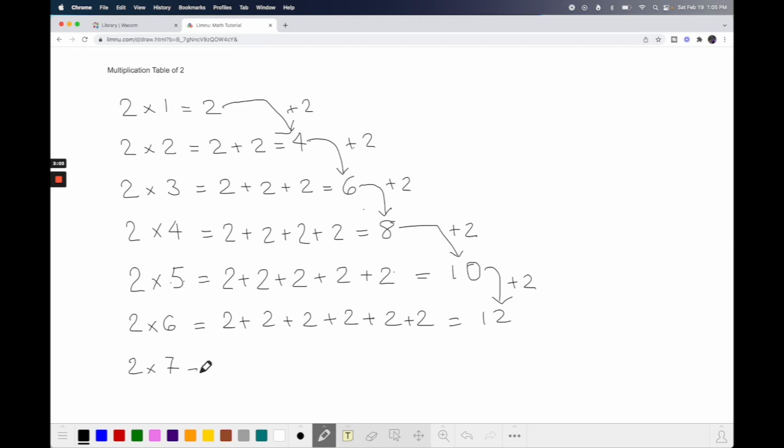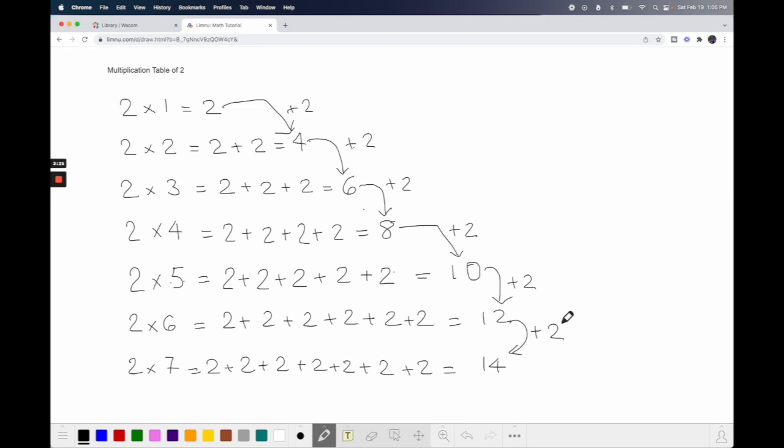2 times 7, that would be adding 2 seven times. 1, 2, 3, 4, 5, 6, 3, 4, 5, 6, and 7. That would be 2 times 7 is equal to 14.